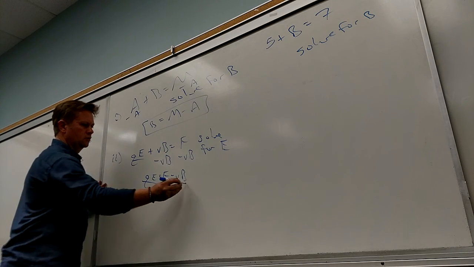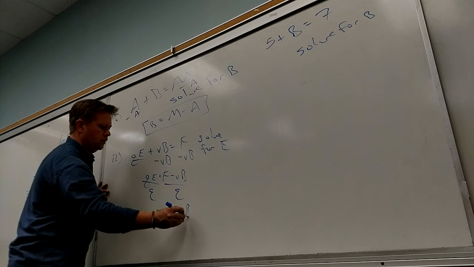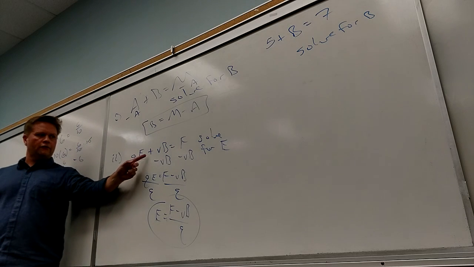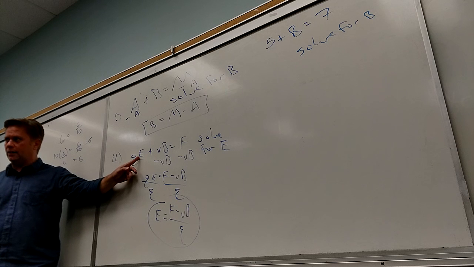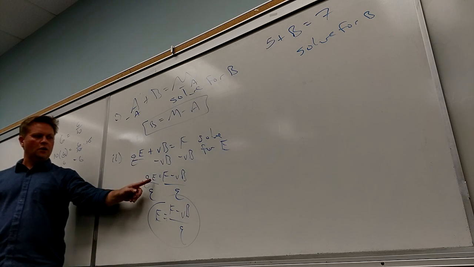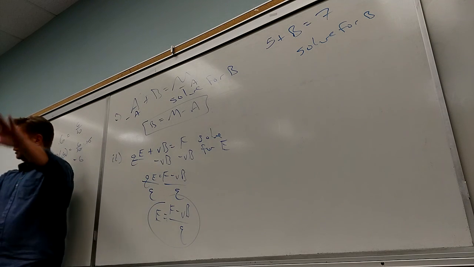Divide by Q. So you get E equals F minus VB over Q. You have got to see how every step made sense. I'm trying to get the thing with E in it by itself first. Get rid of the other stuff. Once I get the thing with E in it by itself, I can divide by the other parts of it. So it gets really totally by itself.